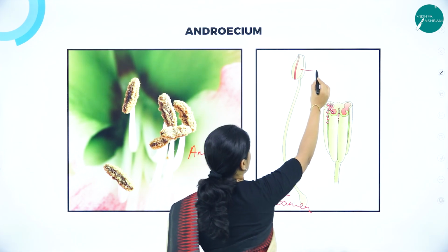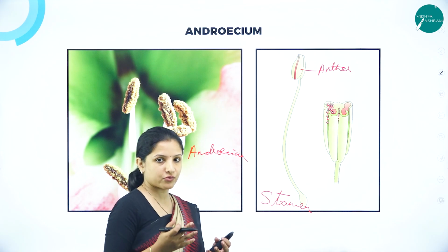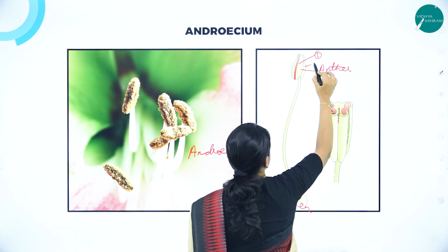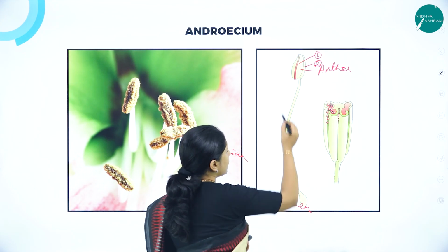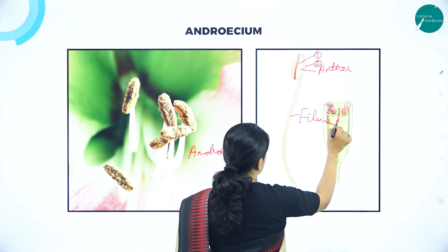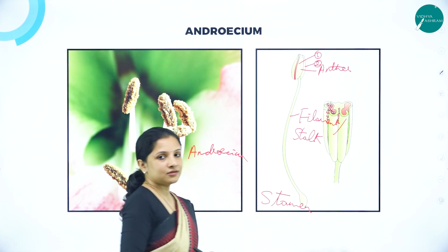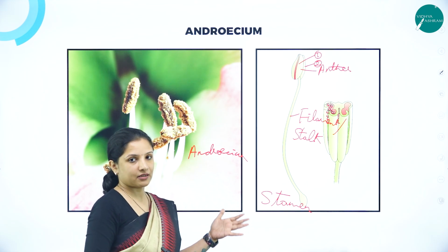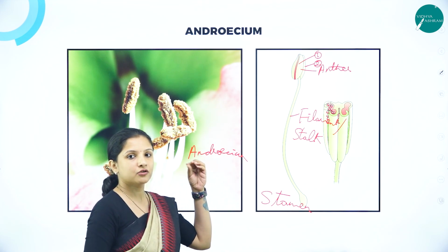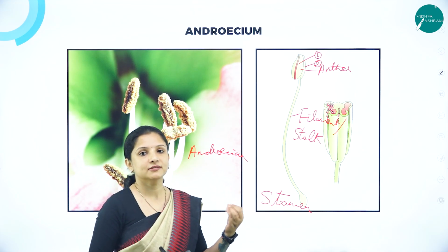The stamen consists of an anther which is usually bilobed, wherein it has 2 lobes, one and a second lobe. And it has a long filament or a stalk. So this is the structure of the androecium, which is nothing but the stamen. The anther and the stalk or the filament together constitute the stamen, which forms the male reproductive part of the flower, that is the androecium.